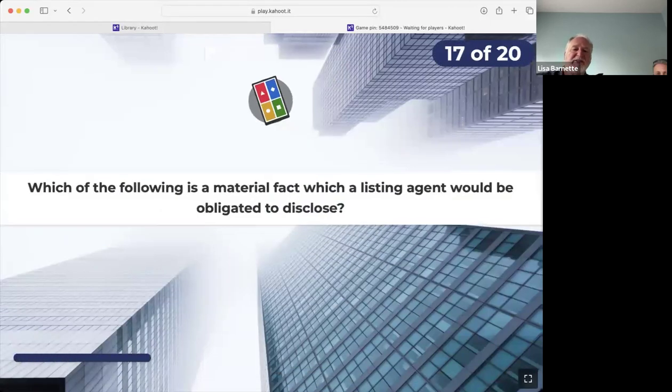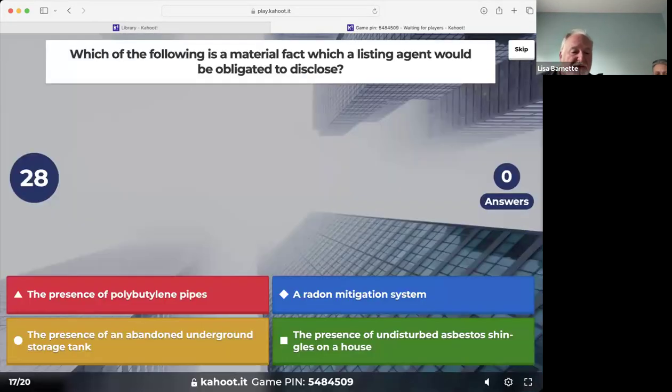All right, question number 17. Which of the following is a material fact which a listing agent would be obligated to disclose? Is it A, the presence of polybutylene pipes? Is it B, a radon mitigation system? Is it C, the presence of an abandoned underground storage tank? Or is it D, the presence of undisturbed asbestos shingles on a house?